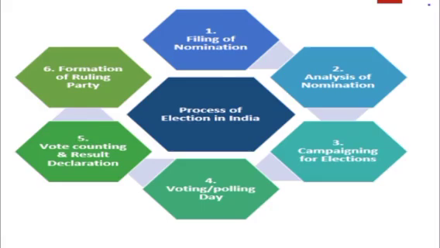That is, the political party will choose a representative for each constituency and they will file their nominations. Then the second process is the analysis of nominations. Then the third process is campaigning for elections. The members of the political party will begin their campaign process, that is, they will start to convince their people why they need to vote for them. That is called the campaigning process.